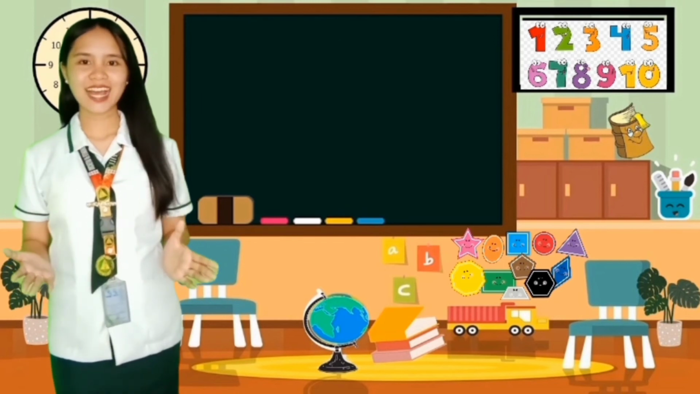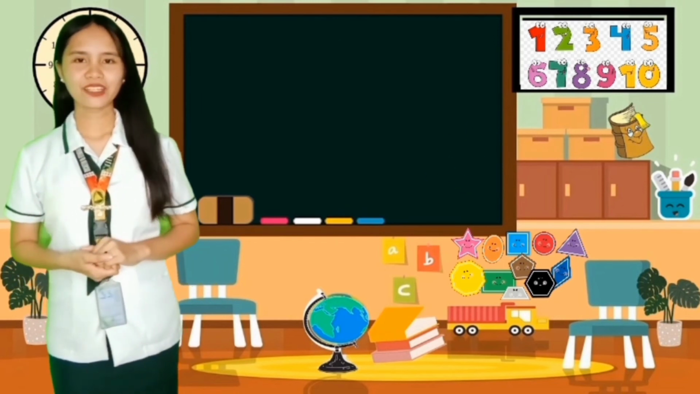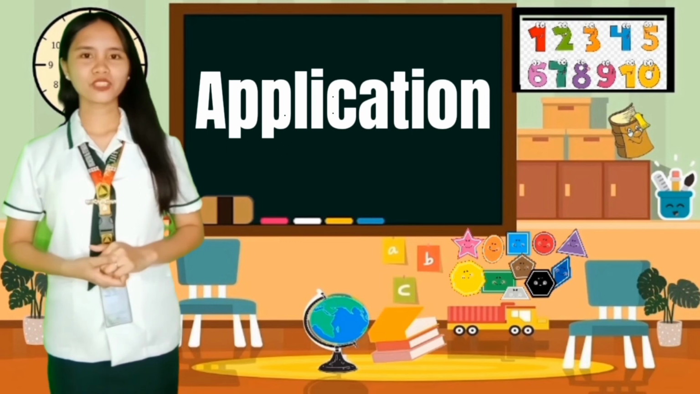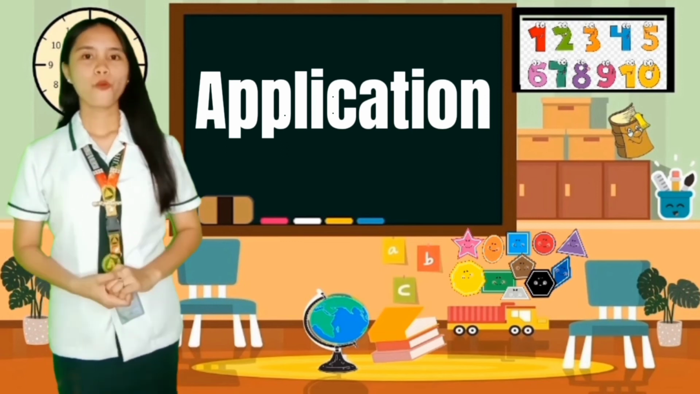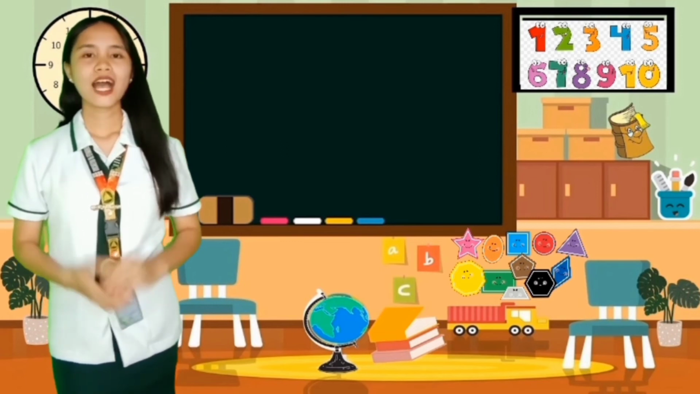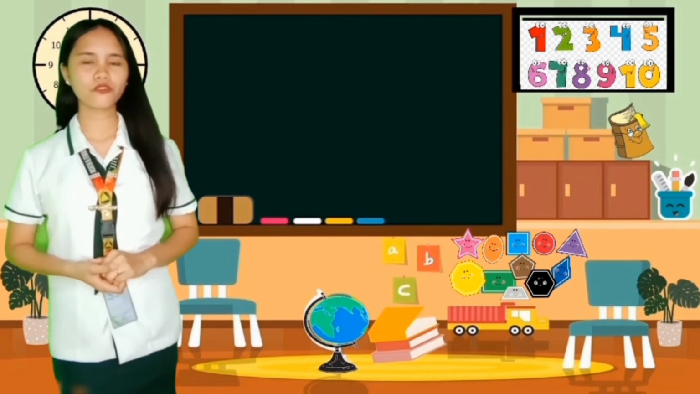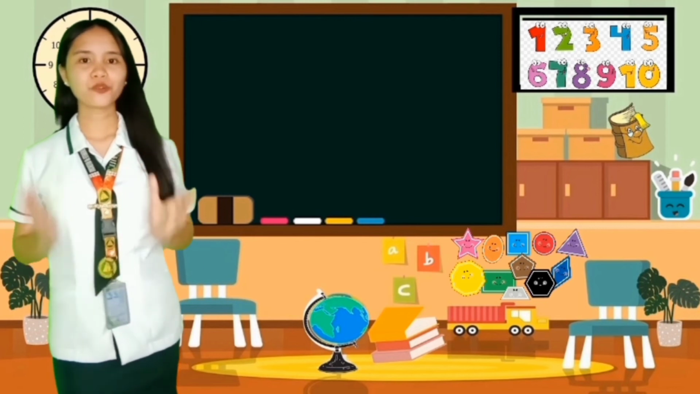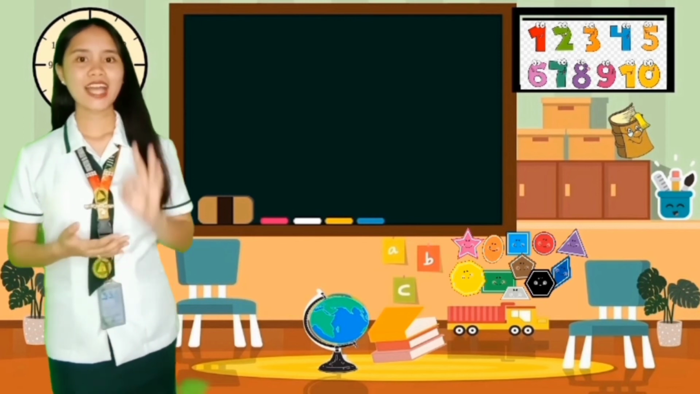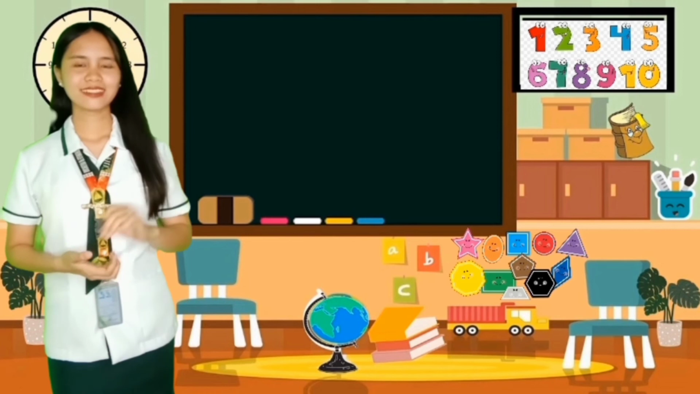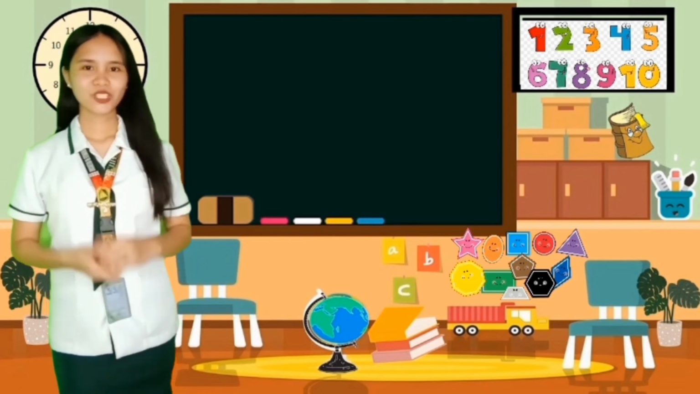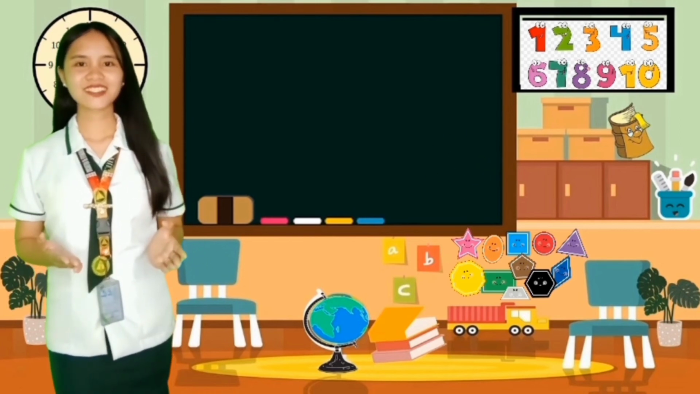Did you understand, class? Very good. So now, let's try another activity for you to really understand what we are discussing right now. I will group you into two and you will identify the shape of real life objects and write the number of faces, edges, and vertices. Any questions so far? Are you ready? Let's start.